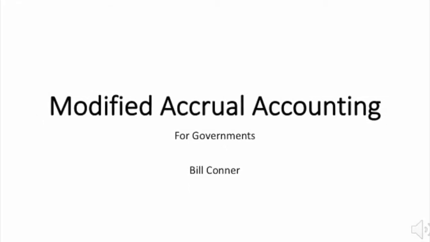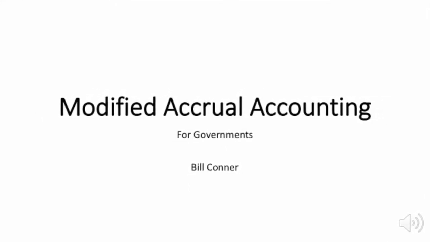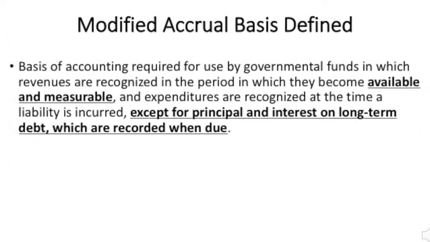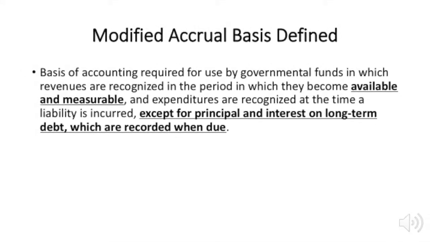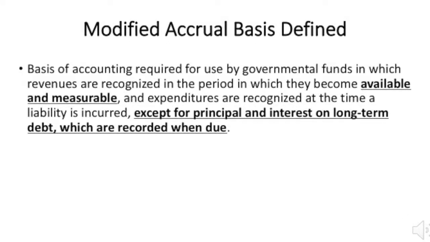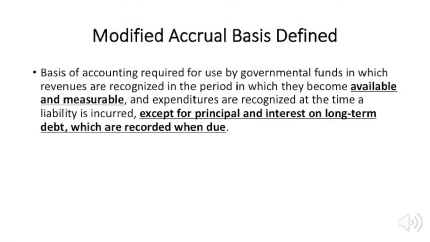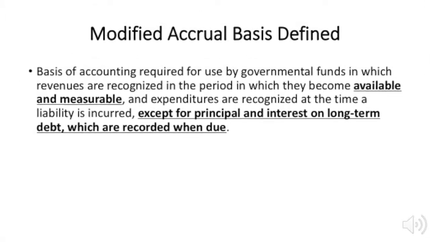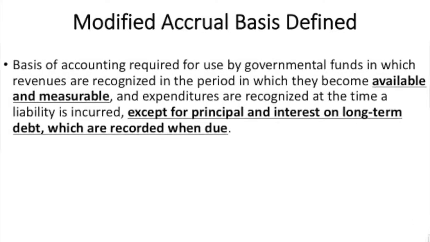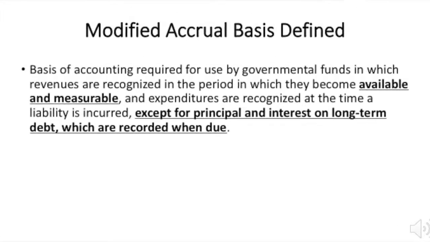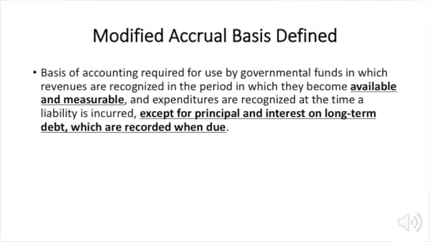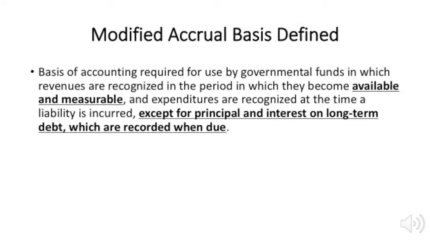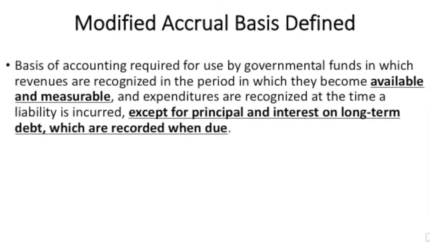Let's talk about modified accrual accounting. And it's a little different. Modified accrual basis is defined as the basis of accounting required for use by government funds in which revenues are recognized in the period in which they become available and measurable, and expenditures are recognized at the time the liability is incurred, except for principal and interest, and those are recorded when due.